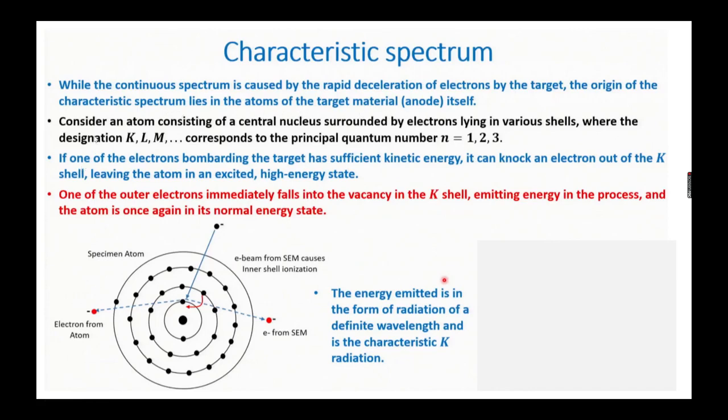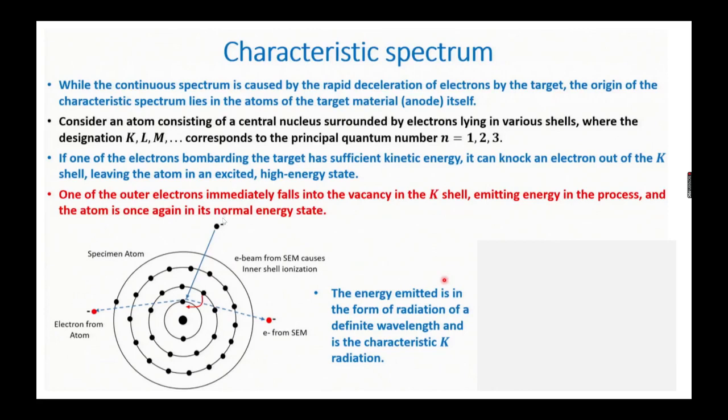Let's consider any atom, which will have various shells like K, L, M and so on, and the quantum numbers, as you have all seen in chemistry: for K, n equals 1, for L, n equals 2, for M, n equals 3. What happens if an electron bombards the target? The electron comes and hits the target material with sufficient kinetic energy, and then it will knock out an electron.